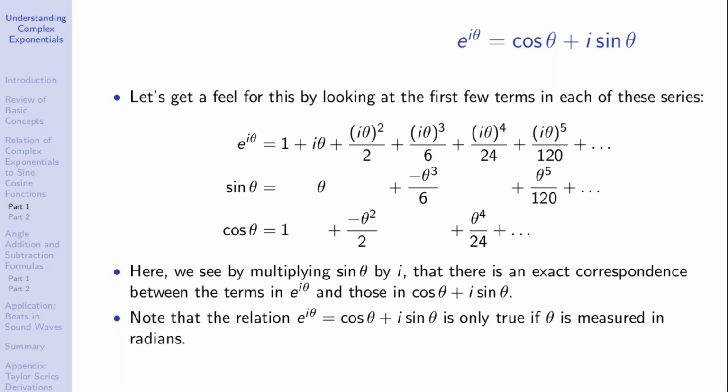Also, note that the relation e^(iθ) equals cosine θ plus i sine θ is only true if θ is measured in radians.